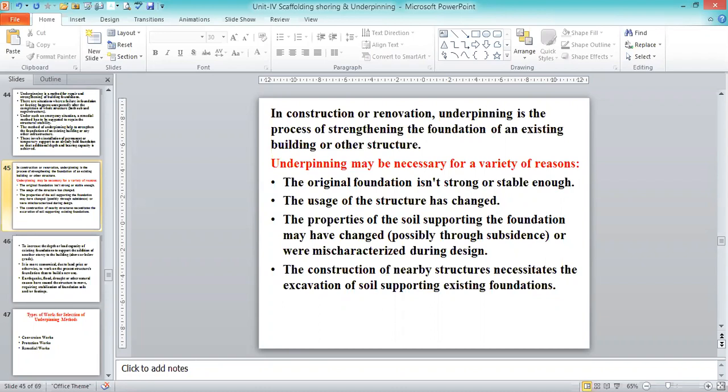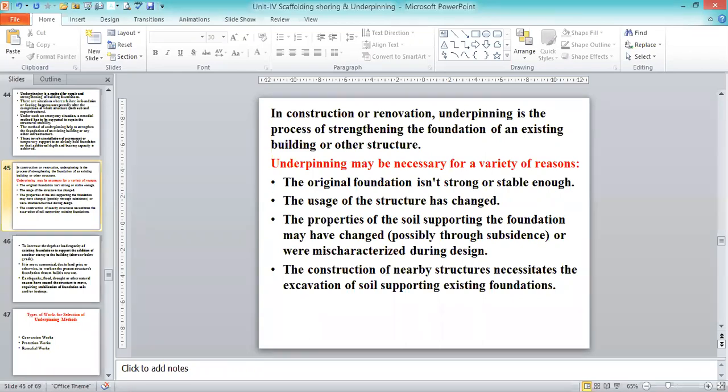The properties of the soil supporting the foundation may have changed, meaning the bearing capacity of the soil has changed or was mischaracterized during design. We did not calculate the bearing capacity of the soil properly, so we have to rectify it, use a stabilization process, and strengthen the existing soil. That is what we call stabilization.